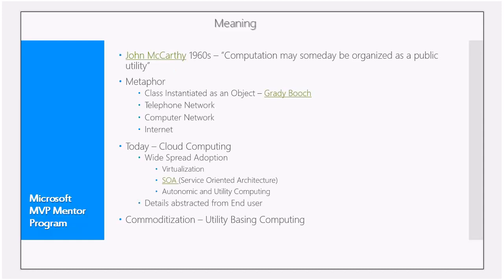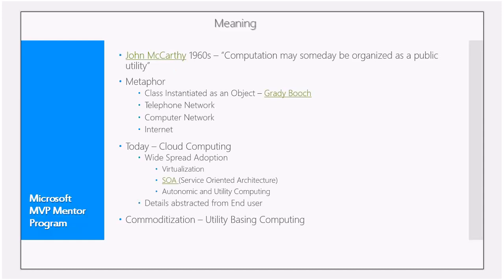So back to the slide. What is a public utility? We're going to explain that a bit further on the next slide. But I've got a few metaphors here. Starting from the foundations, you have a class, which can be instantiated as an object. Then from that object, you can have a network, whether it's a telephone network or a computer network, and the internet. And today, the cloud is based on these pillars or foundations from various technologies.